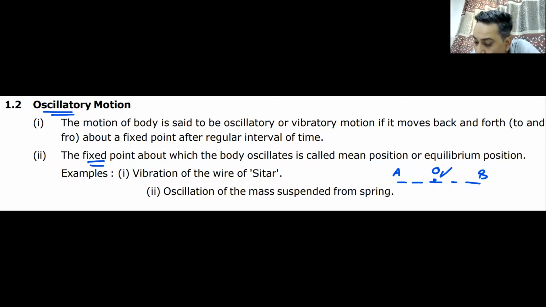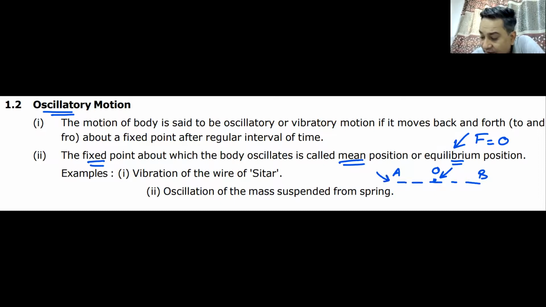What is the name of this point O? This point O is known as the mean position or equilibrium position. We understand why it is known as equilibrium position, because the force acting on this particle is zero. Do we understand this? Yes, sir. So this is about oscillatory motion.